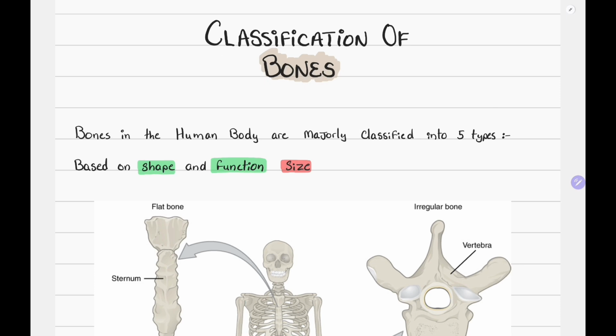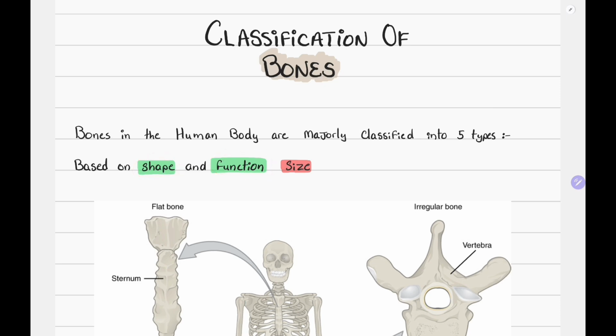Starting with today's topic, there are 206 bones in an adult human. Bones in the human body are majorly classified into five types, and the classification of bones is based on shape and function of the bone. You can see here I have marked shape and function with the green highlight.